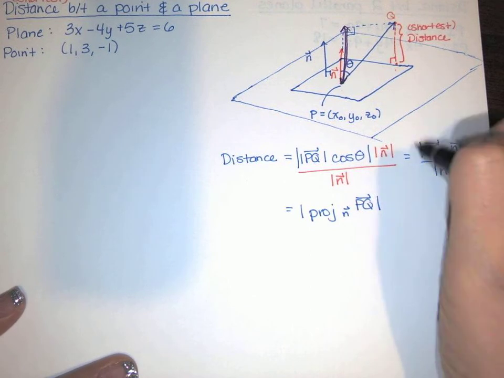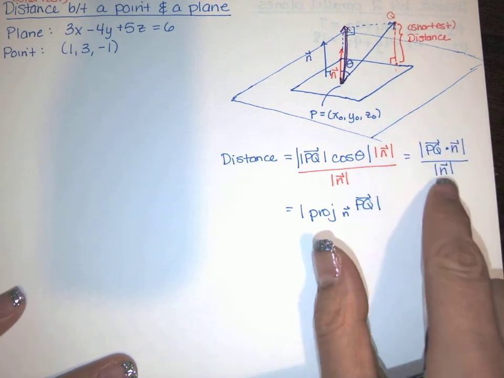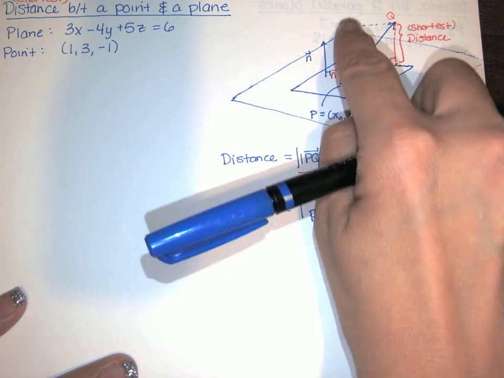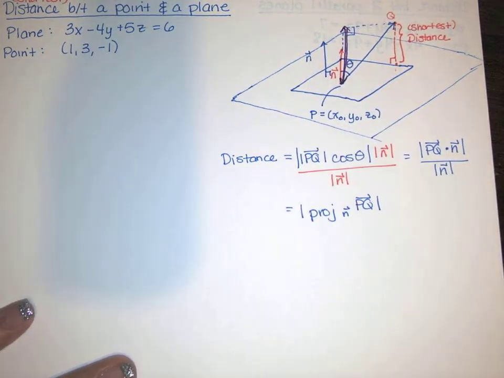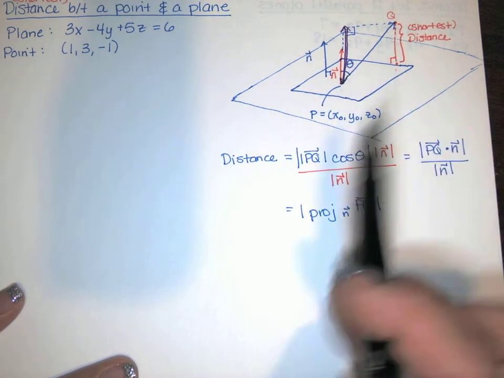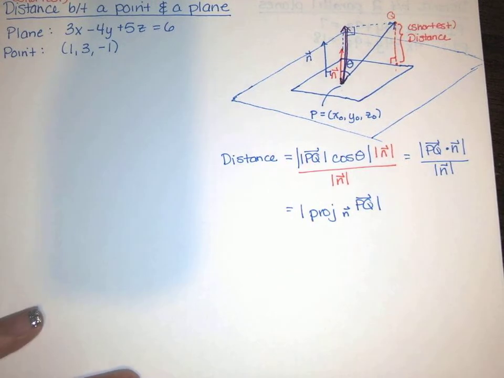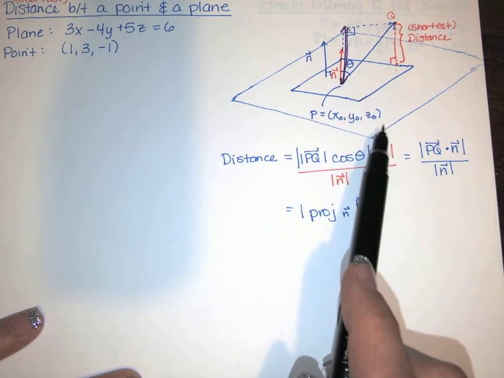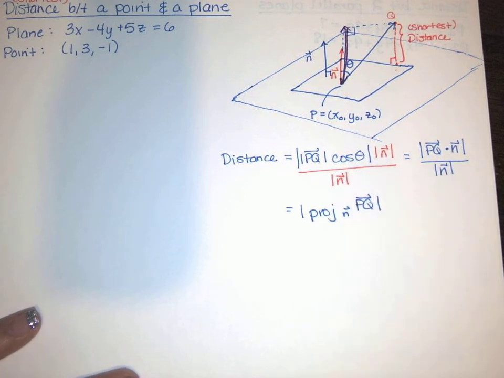This is probably the formula I'm going to use. Geometrically, this is what we did. We found the part of PQ that was lying in the n direction. Or, just using trig, we can derive it the same way we derived our projection formula. We get the length of PQ times cosine, and if we multiply by the length of n over the length of n, we get this formula over here.